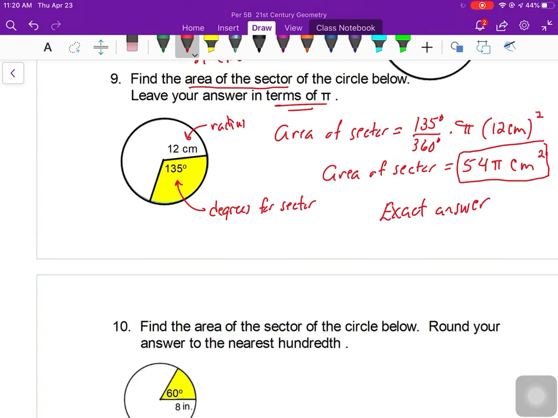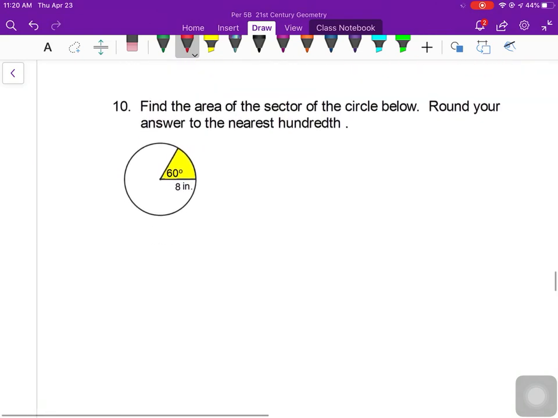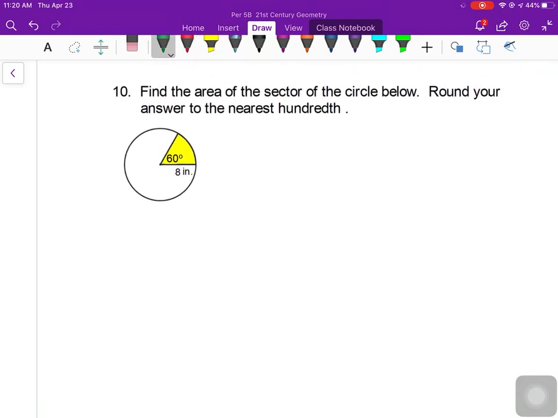Sometimes they'll ask you to round your answer. So let's try one where we have a rounded answer. In number 10 here, they ask us to find the area of the sector. They've given us the degrees of the sector, and they've given us the radius. But this time, we're going to the nearest hundredth.